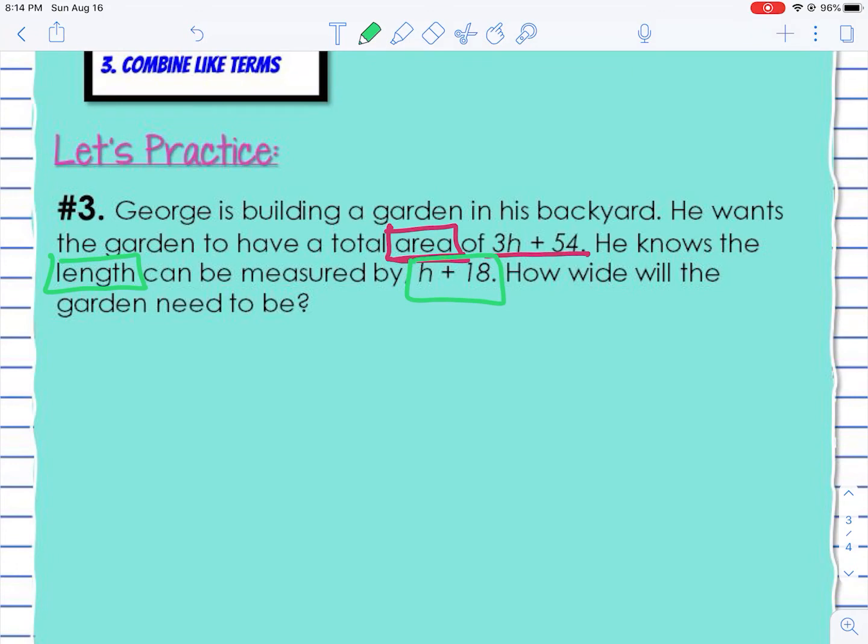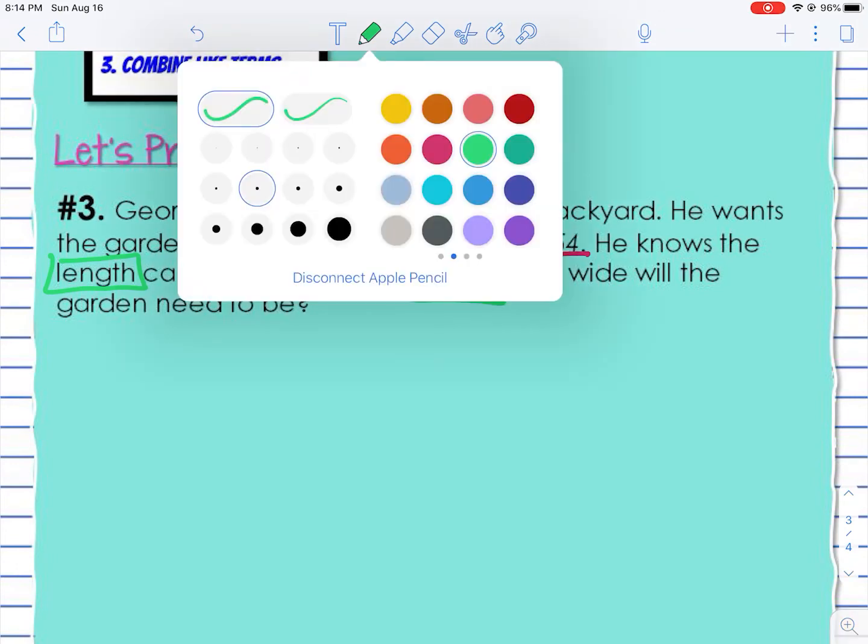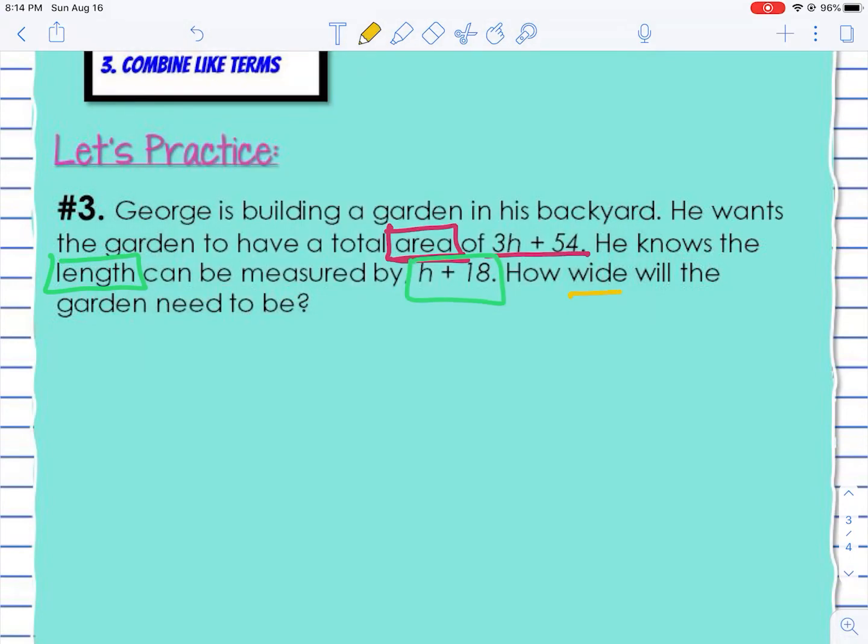So what are they asking us to find? Aha, this one has a question mark. What is the question mark asking you to find? Well, it's asking you to find the width. How wide is his garden? So this garden must be a rectangle because we're talking about length and width. Okay, so let's go ahead and draw our wonderful little pictures here.